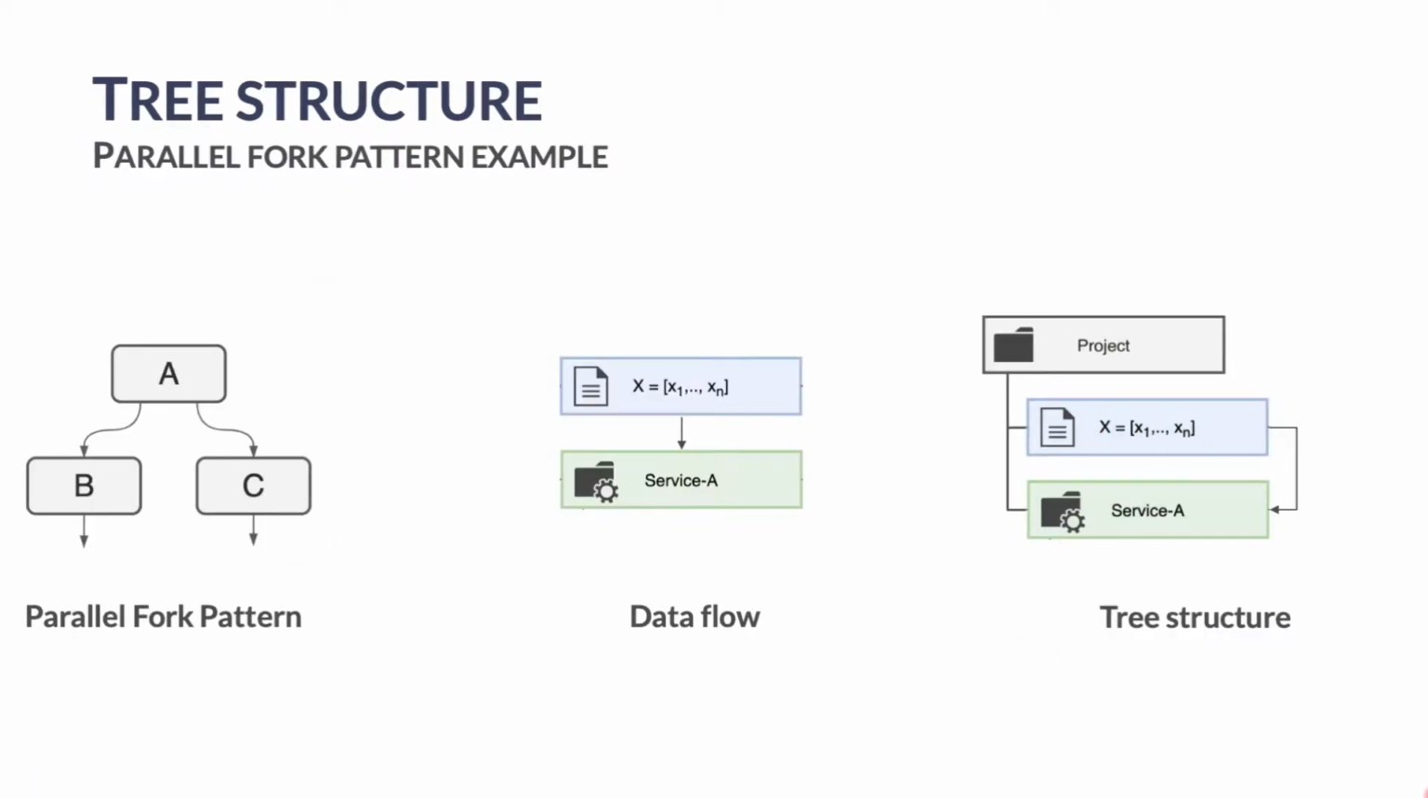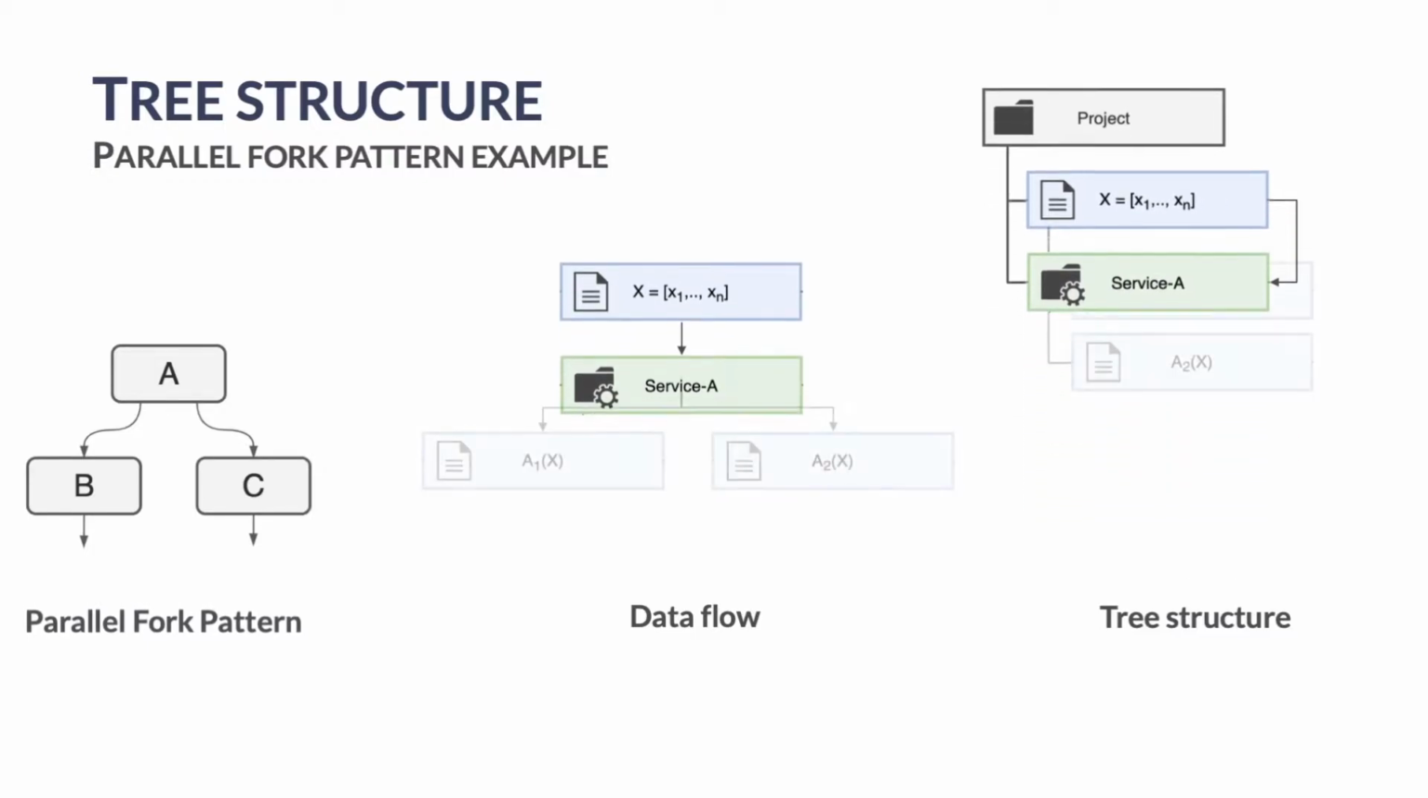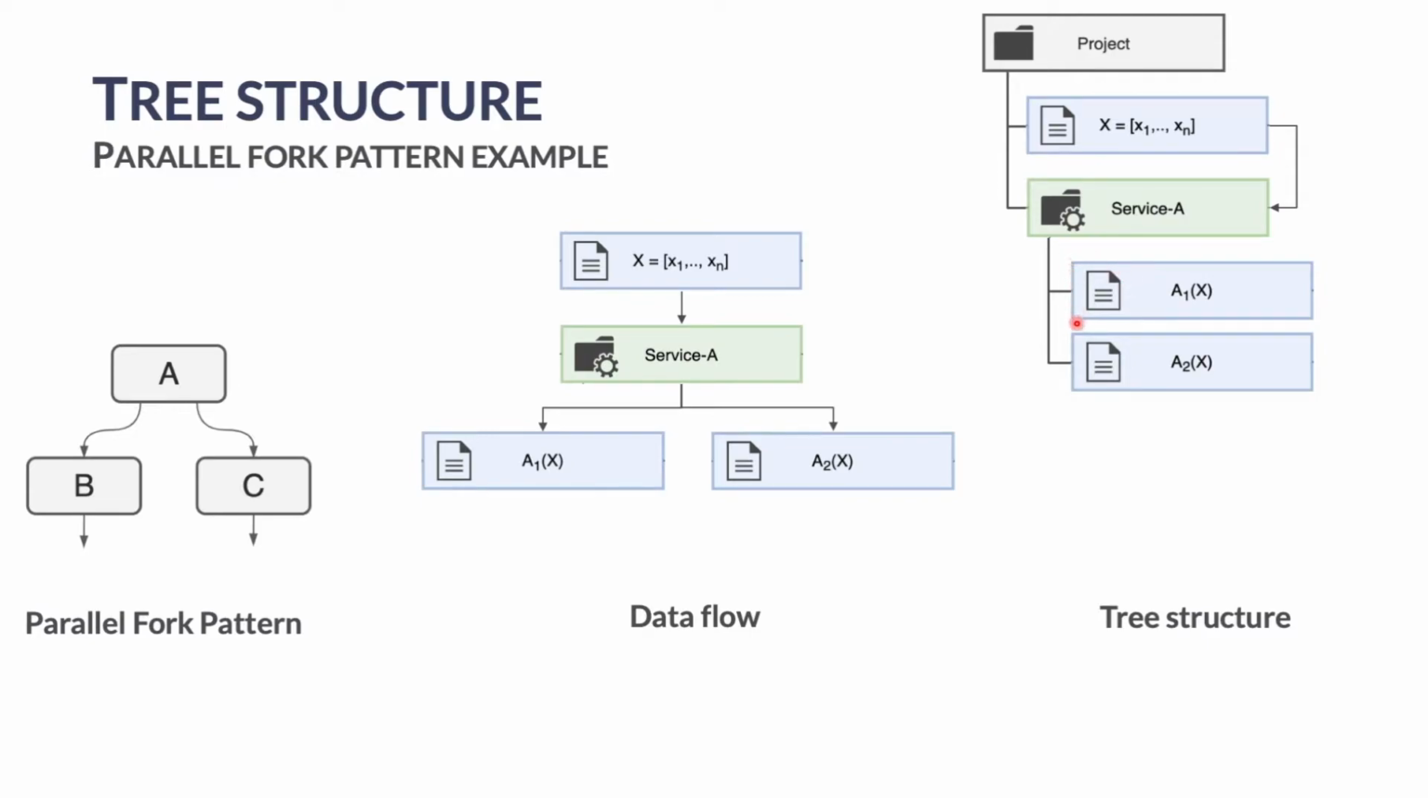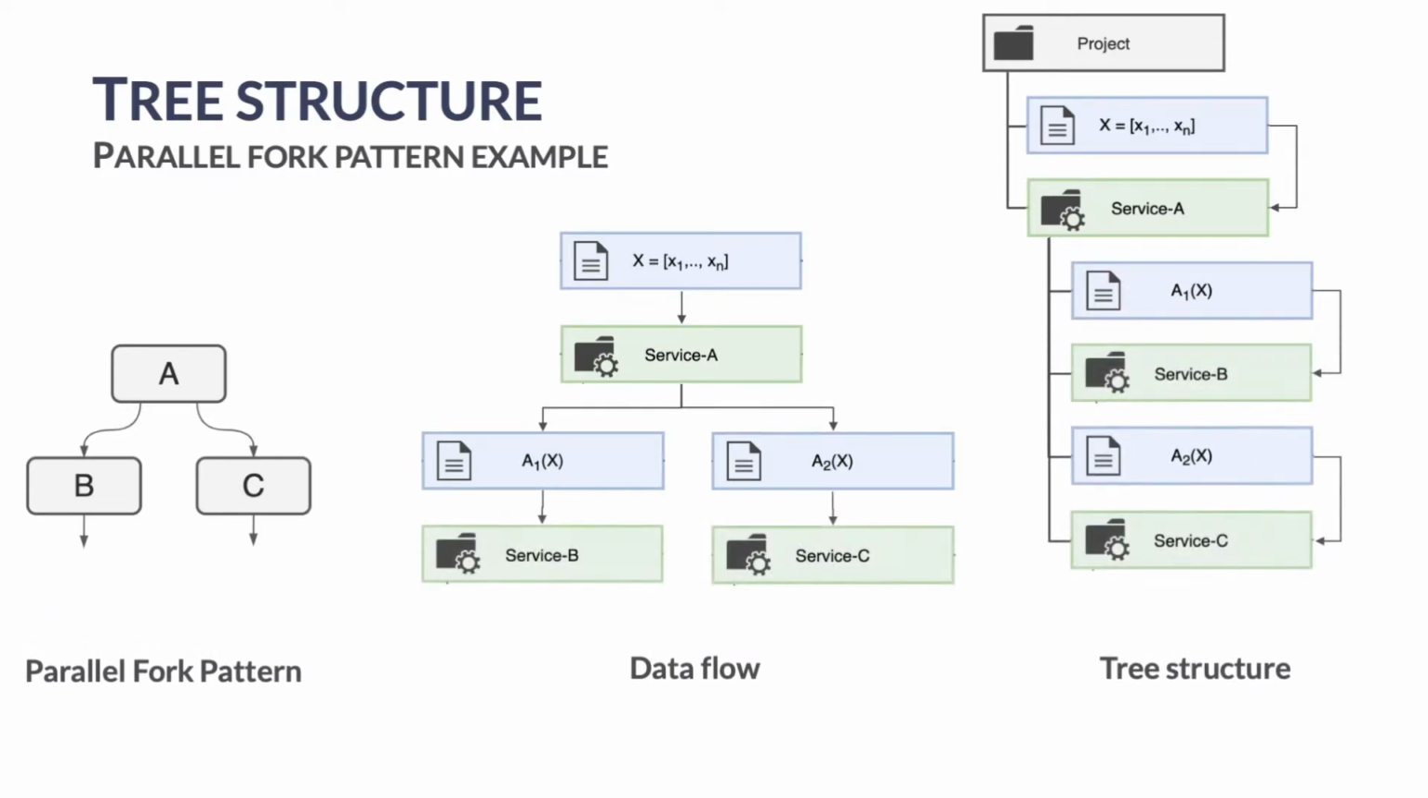Okay, so now let's take a look at how a more advanced pattern, the parallel fork pattern, can be executed. So in the middle you can see the data flow structure, and on the right there is a corresponding tree structure. Here we have the file X, which is an initial file for service A, and service A produces two output files. Those files can be used as inputs for services B and C.